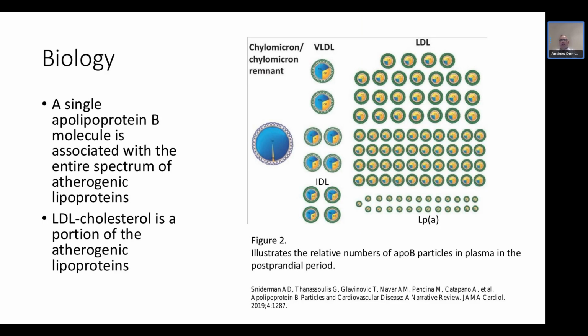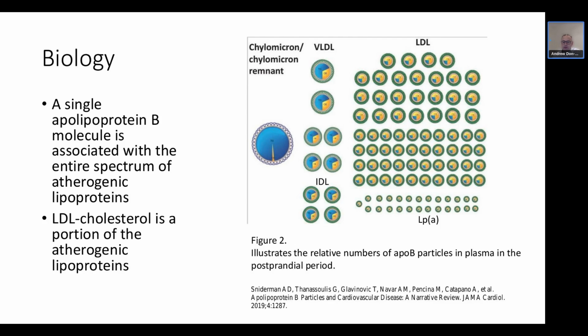I think this has already been covered by Professor Devaraj. But what's important in the biology side of this is that there's a single apolipoprotein B molecule associated with this spectrum of the atherogenic lipoproteins, so not the HDL cholesterol, but VLDL, IDL, LDL, and lipoprotein little a. And there is also an ApoB48 on the chylomicron remnant. So there is apolipoprotein B across the full spectrum of particles, and this then becomes a really good indicator of the number of particles you have.